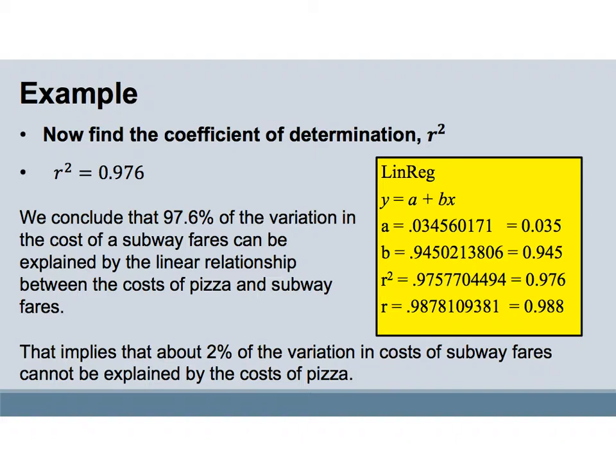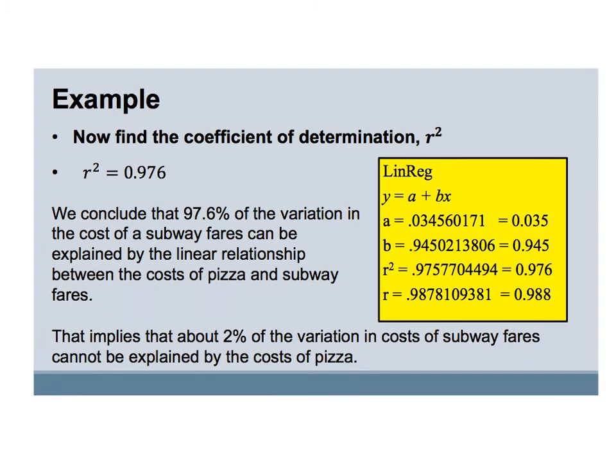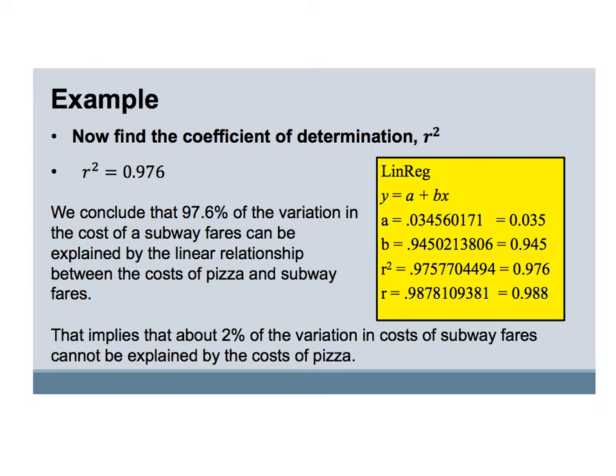The other thing was the coefficient of determination. Now I'll explain that a little better. So from our LinReg, R squared is 0.967. What that means is we can conclude that 97.6% of the variation in the cost of Subway fares can be explained by the linear relationship between the cost of pizza and Subway fares.